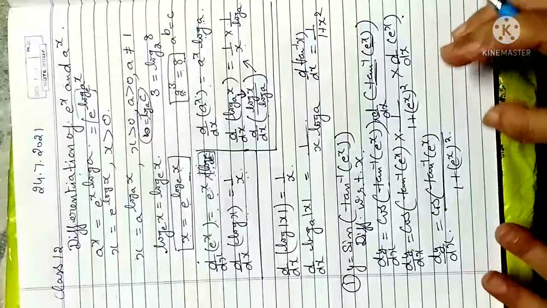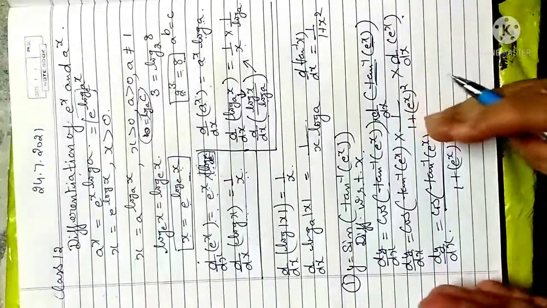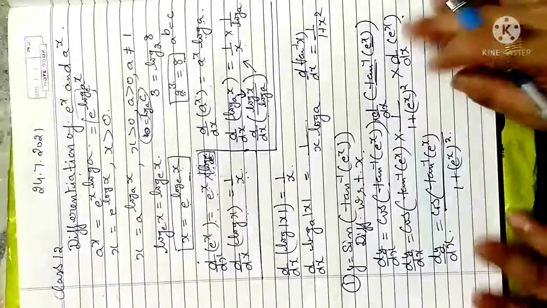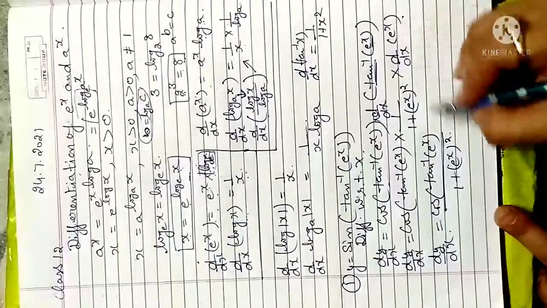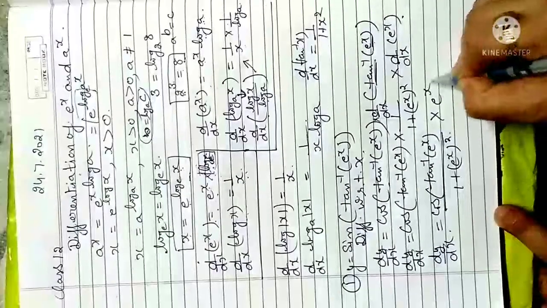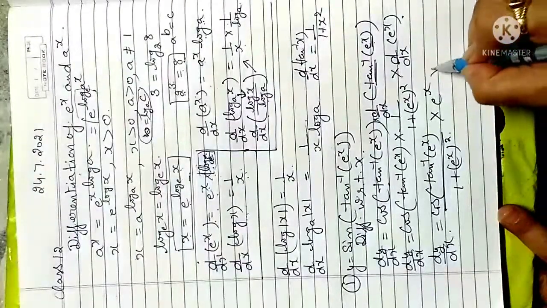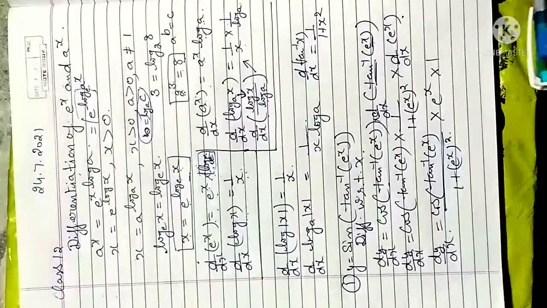So whatever term is free from differentiation, we just carry on in the answer, and whatever is left to differentiate, that we have to differentiate. Now e raised to power x differentiation is e raised to power x, and x further differentiation is 1.